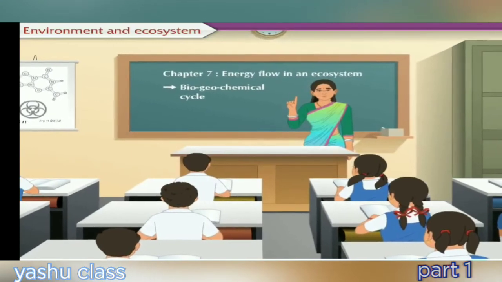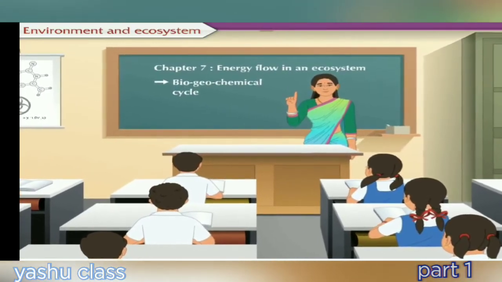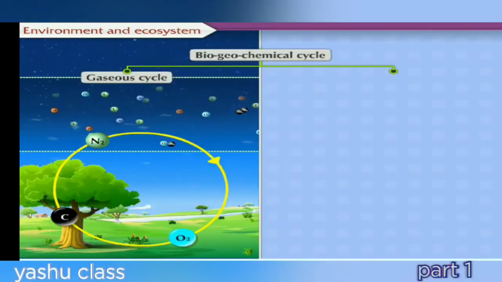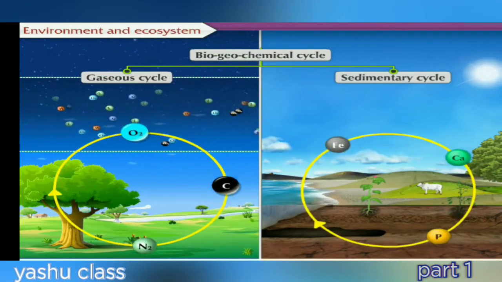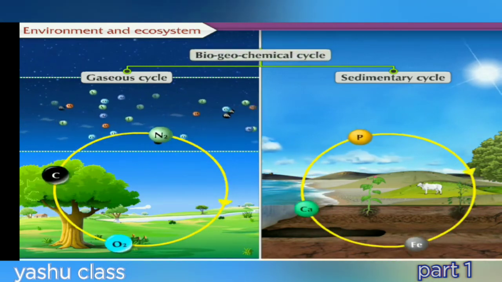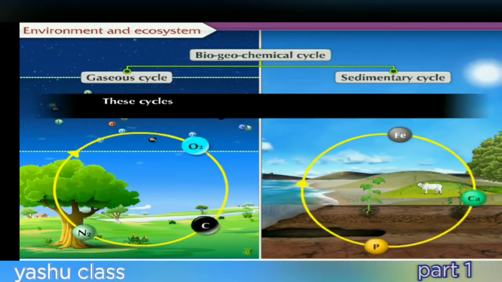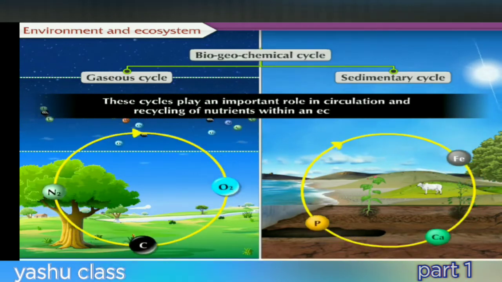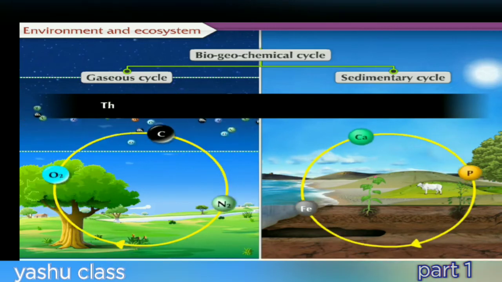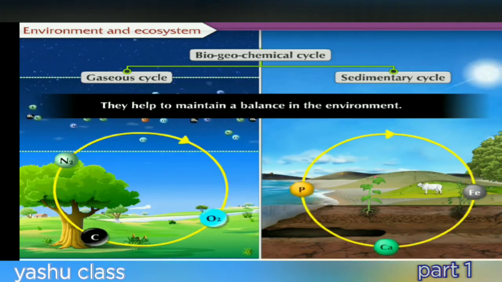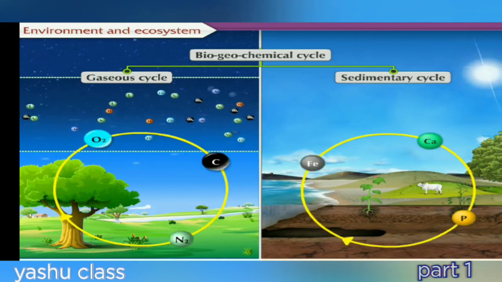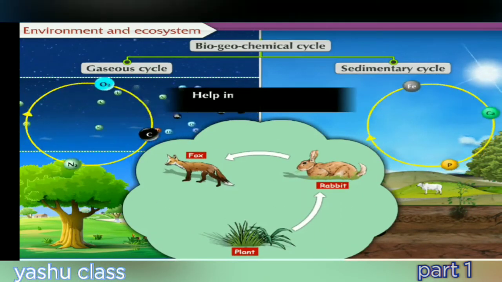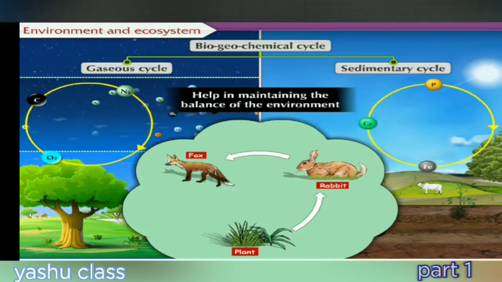We have already learnt about biogeochemical cycles. Do you remember? Gaseous cycle and sedimentary cycle are the two main types of biogeochemical cycles. These cycles play an important role in circulation and recycling of nutrients within an ecosystem. They help to maintain a balance in the environment. Along with these cycles, various food chains present in an ecosystem also help in maintaining the balance of the environment.